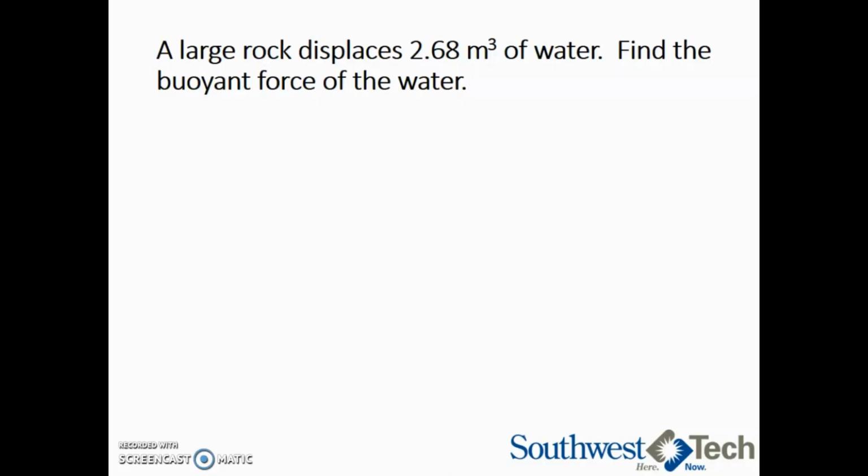This video is going to go through a problem involving the buoyant force of water. A large rock displaces 2.68 cubic meters of water. Find the buoyant force of the water.